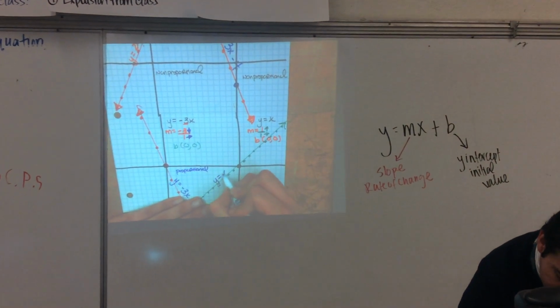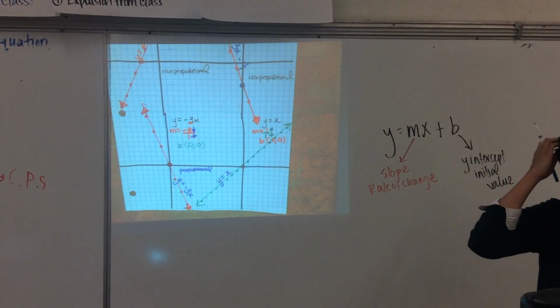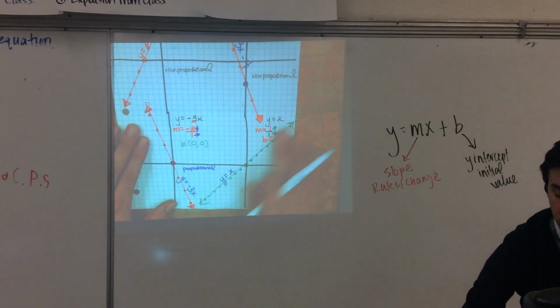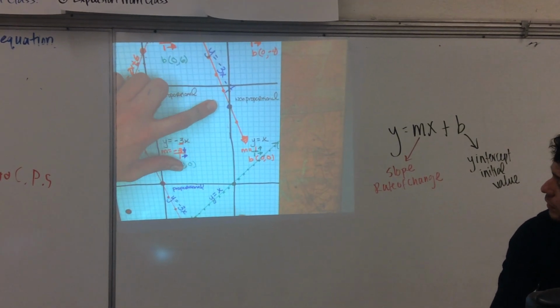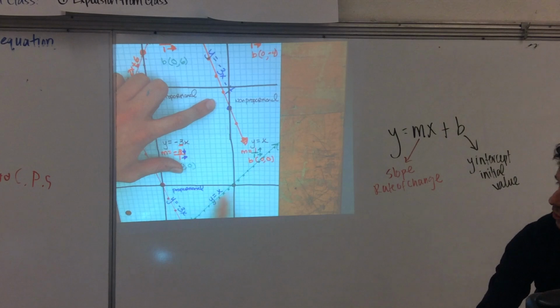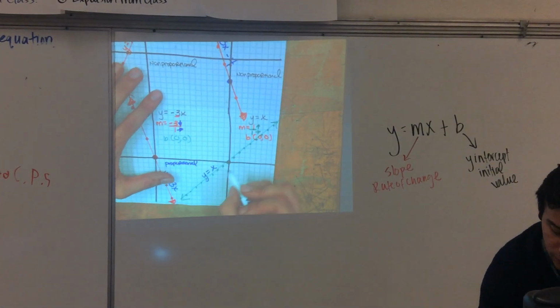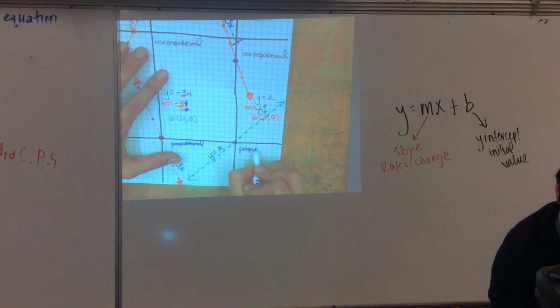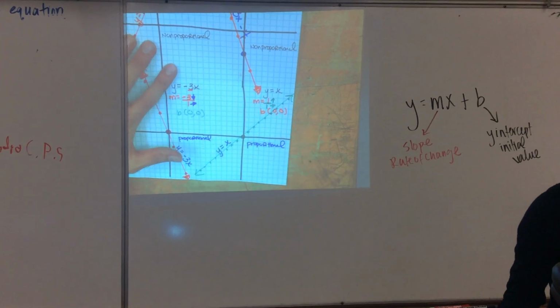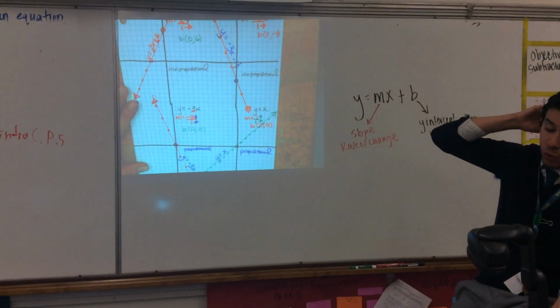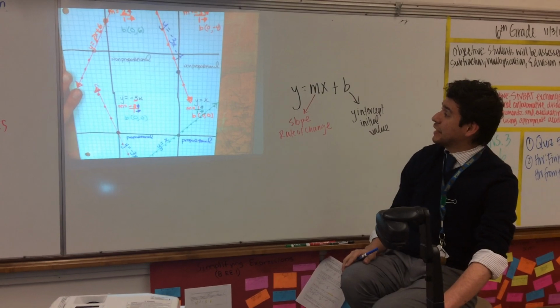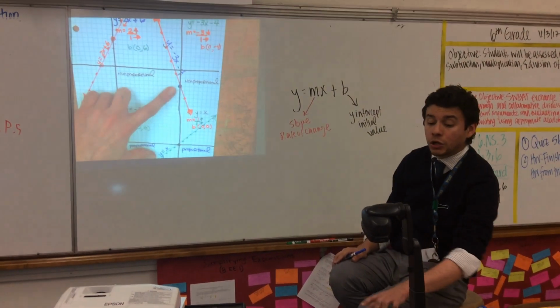Y equals x. Is that proportional or non-proportional? Compare this one with this one. Does this one go through the origin? Yeah, it does. So this is what we call proportional. So that's how you graph equations in slope-intercept form if the slopes are whole numbers.